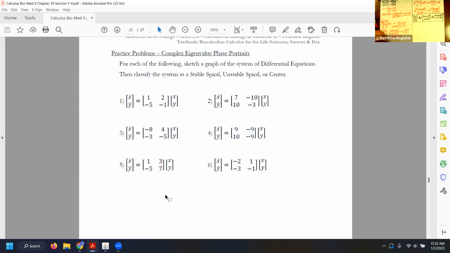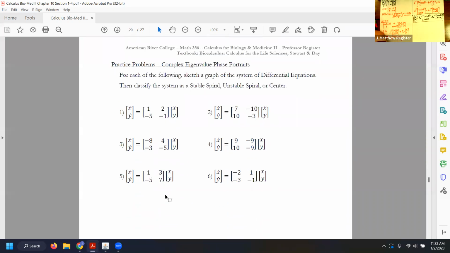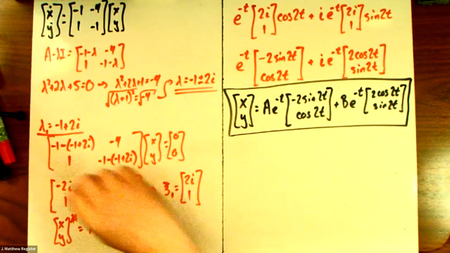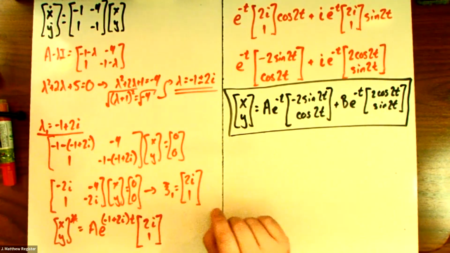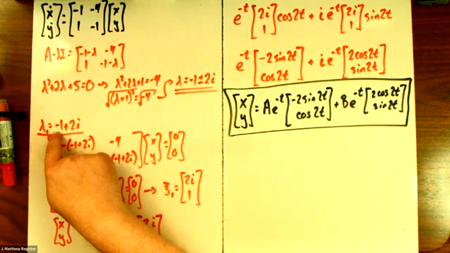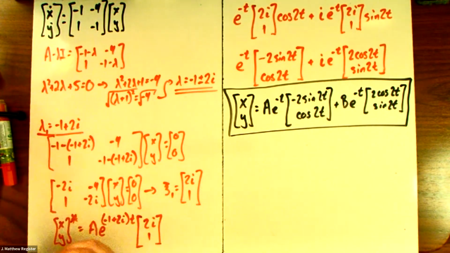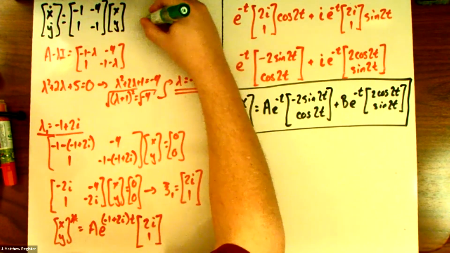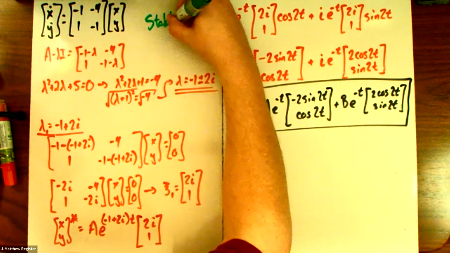And so here are some practice problems. Before we do those, let's look at the one that we just did. Looking at this, we can see that we have a negative real part. Because we have a negative real part in our eigenvalue, we can classify this as a stable spiral.